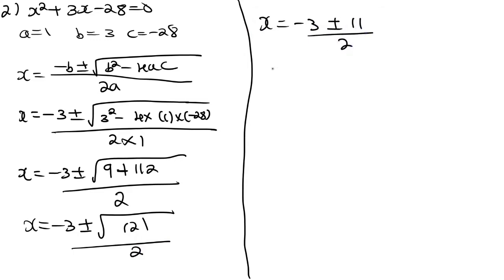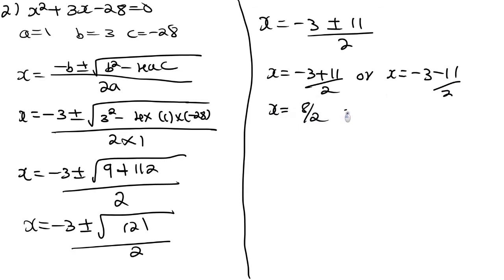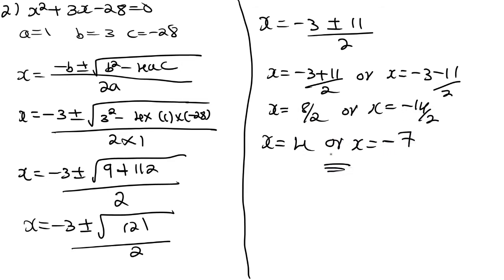Okay, next x is equal to minus 3 plus 11 by 2, or x value is equal to minus 3 minus 11 by 2. X is equal to minus 3 plus 11 is 8 by 2, or x value is equal to minus 3 minus 11 is minus 14 by 2. This implies x value equal to 2 1s are 2, 2 4s are 8, or x value is equal to 2 1s are 2, 2 7s are 14, but minus is there, so x value equal to minus 7 or x value is equal to 4.